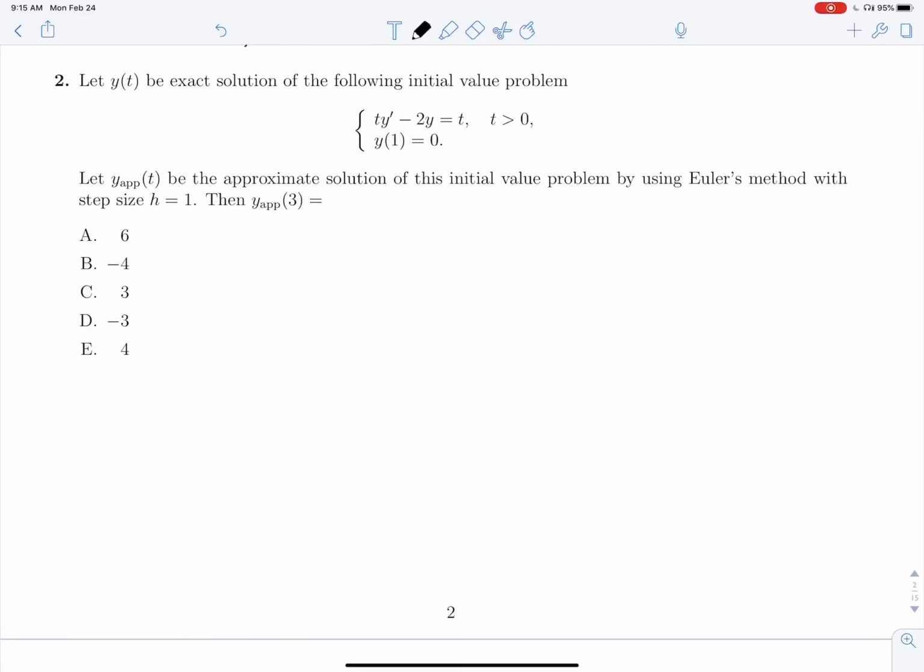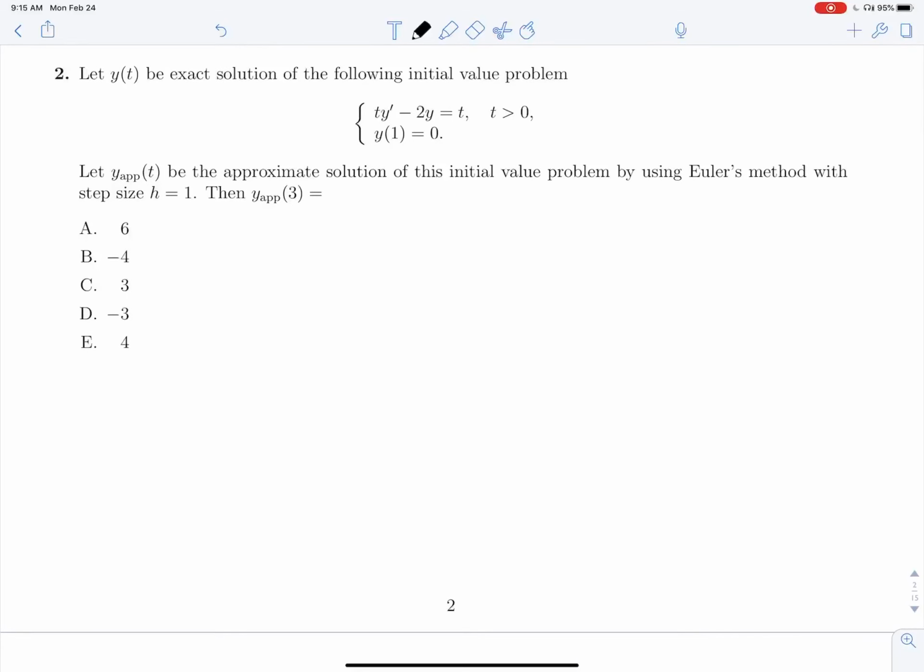2, let y of t be an exact solution of the following initial value problem, and let y ap of t be the approximate solution of this initial value problem using Euler's method with a step size h equals 1, and we're looking for y ap of 3. So our first condition, y of 1 is equal to 0, is where we're going to start off.